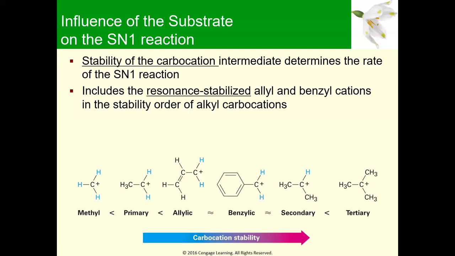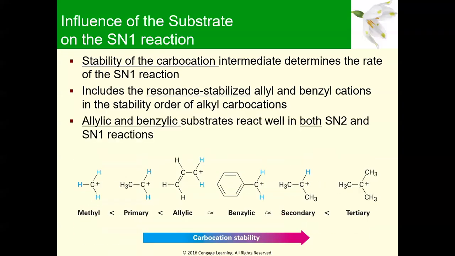So the point is that you're clearly going to get SN1 reaction mechanisms with tertiary. You're clearly going to get SN2 reaction mechanisms with methyl and primary. But in the middle, the allylic and the benzylic and the secondary, it's kind of a crapshoot. It depends on the other factors. They will react with both. So allylic and benzylic substrates react well in both SN2 and SN1 reactions, so it'd be a little more challenging to figure out what's actually going on.